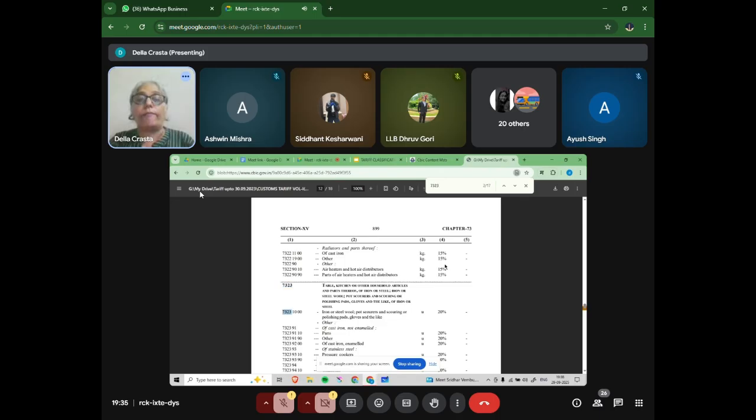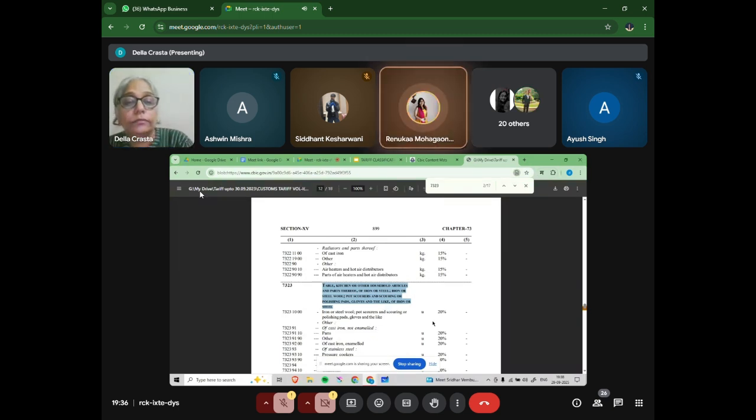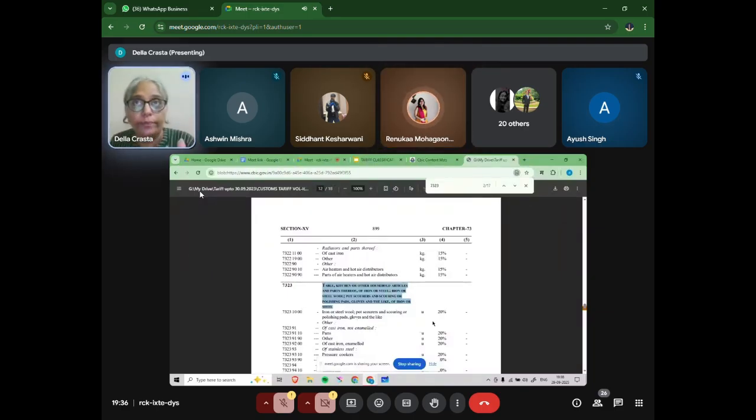7323. So you see, what is the heading title given here? Can someone read it? Table, kitchen, or other household articles and parts thereof, of iron or steel. Stop there. Okay. So table, kitchen, or other household articles. So spoons, forks, all these, don't they come under the broad category of tableware, kitchenware? Do they come or no?